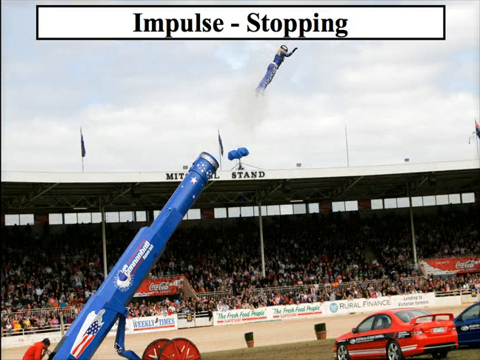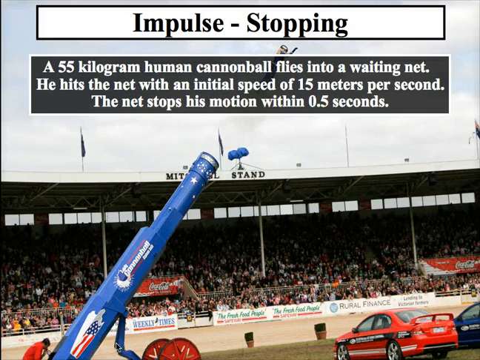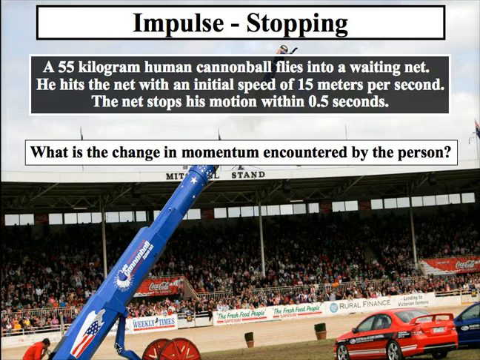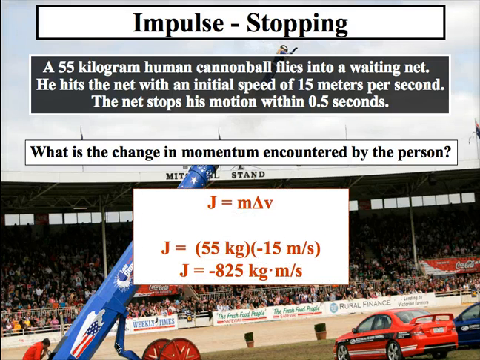How about this guy being shot out of a cannon? A 55 kilogram human cannonball flies into a waiting net, hits the net with an initial speed of 15 meters per second, and the net stops its motion in 5 seconds. What's the change in momentum encountered by this person? Yeah, it's negative 825 kilogram meters per second, because the change in velocity from V final 0 and V initial 15 is negative 15 meters per second.